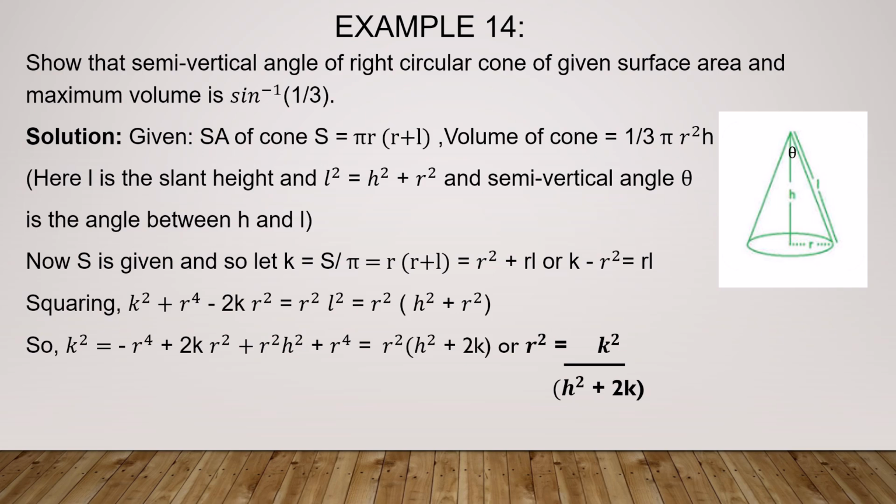Square both the sides. When you square both the sides, simplify the equation, and put L square as h square plus r square. From that you can get the value of r square in terms of k, where k is a constant, in terms of h. So r square is equal to k square upon h square plus 2k. Again, we are doing this because we need to convert it into one variable so that it can be simplified and we can find the derivative.